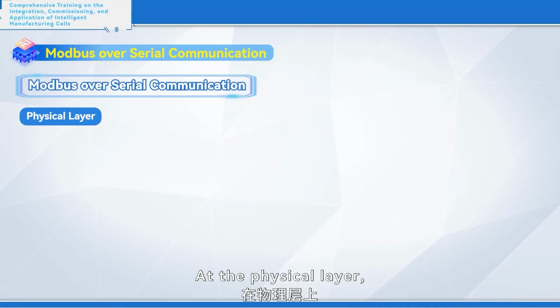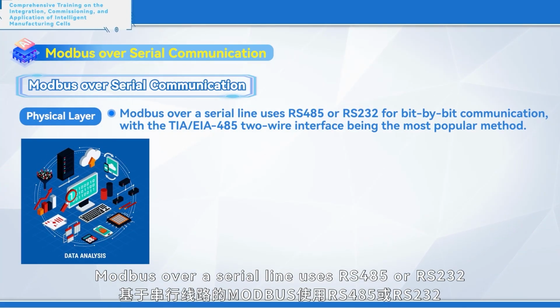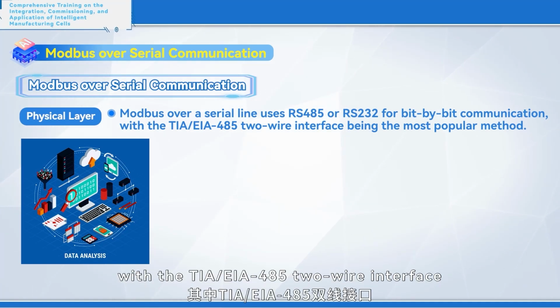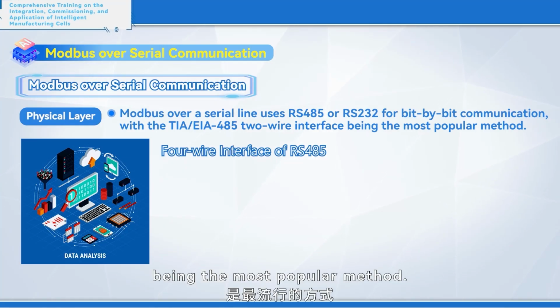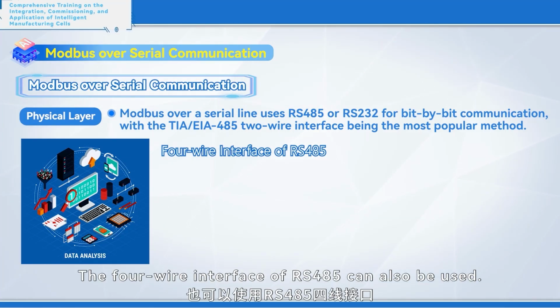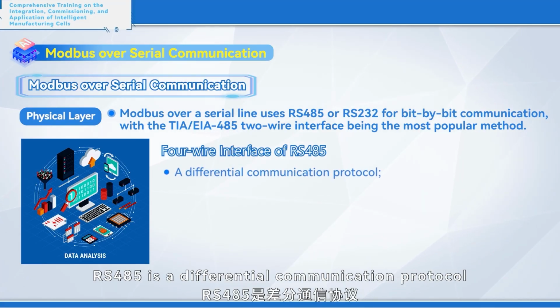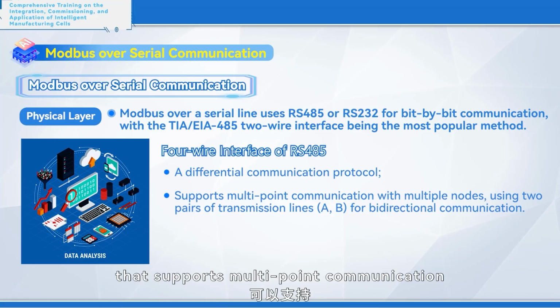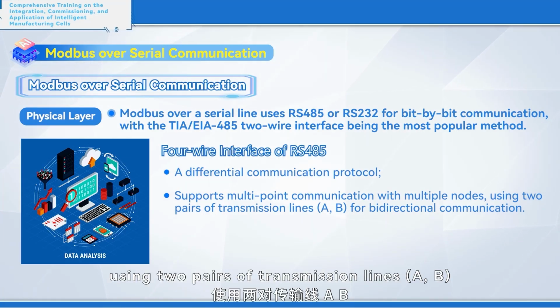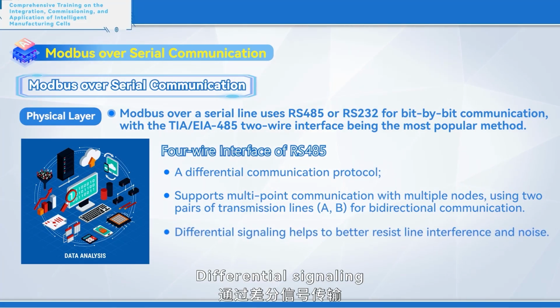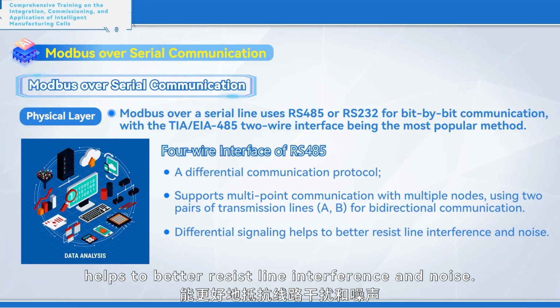At the physical layer, Modbus over a serial line uses RS-485 or RS-232 for bit-by-bit communication, with the TIA/EIA 485 two-wire interface being the most popular method. The four-wire interface of RS-485 can also be used. RS-485 is a differential communication protocol that supports multi-point communication with multiple nodes, using two pairs of transmission lines, A, B, for bidirectional communication. Differential signaling helps to better resist line interference and noise.